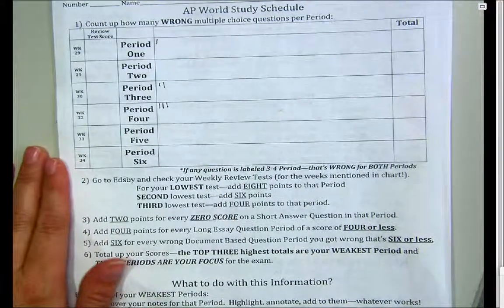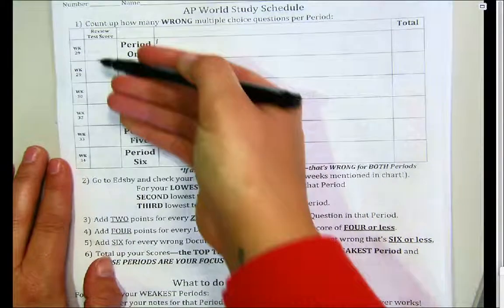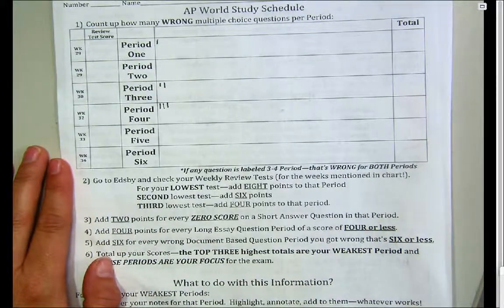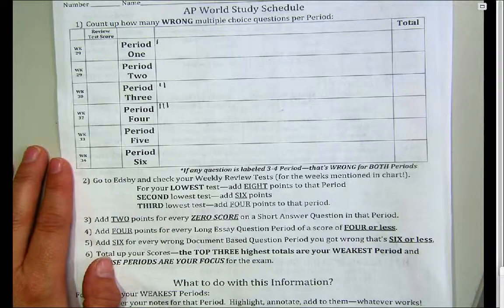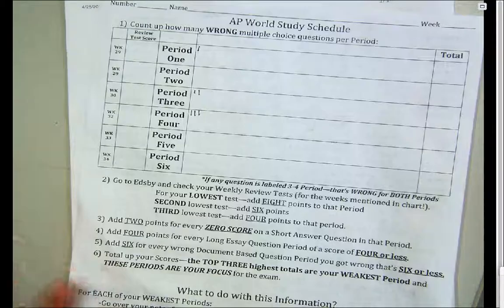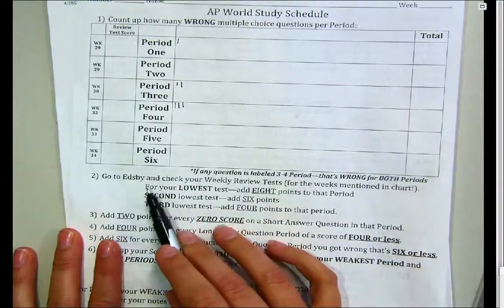Now, if you're one of these people who haven't made up any of their tests that you missed, then you really just shot yourself in the foot. Because you don't know how strong or how weak you are in that period, and here we are, 6 days to go. So, once you have recorded your scores here, you are then going to go to number 2.